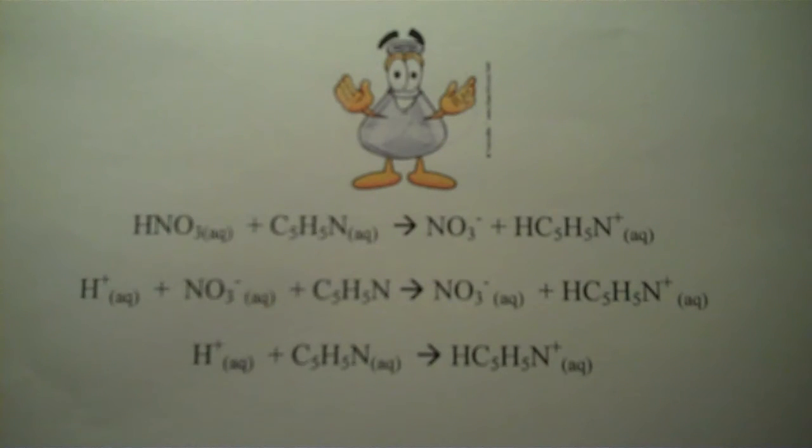C5H5N is a weak base, so it does not dissociate, and HC5H5N+ is a weak acid, so it does not dissociate either. NO3- is a spectator ion, so it is removed from the net ionic equation, which is H+ plus C5H5N, going to form HC5H5N+. The net ionic equation of any strong acid-weak base reaction is H+ plus the weak base forming the conjugate acid of the weak base.